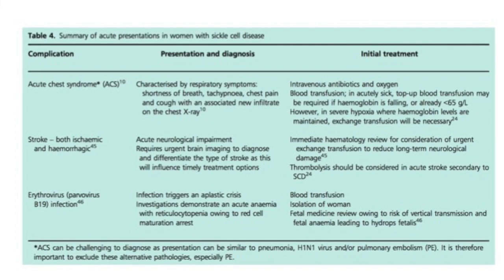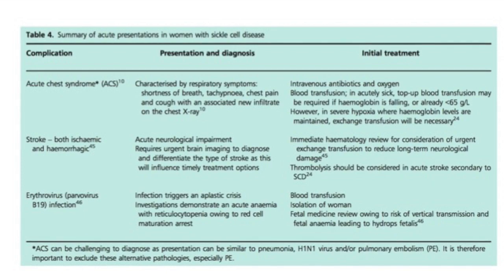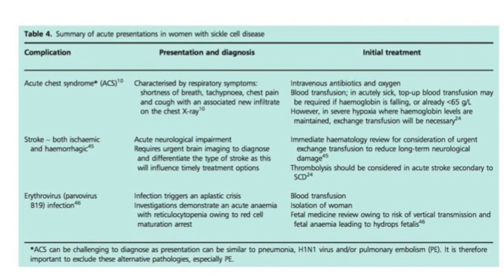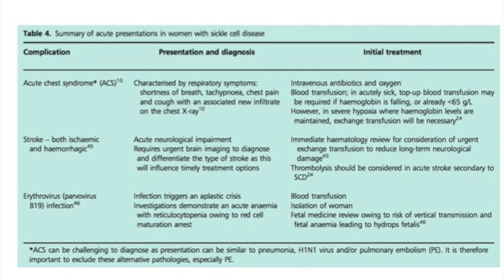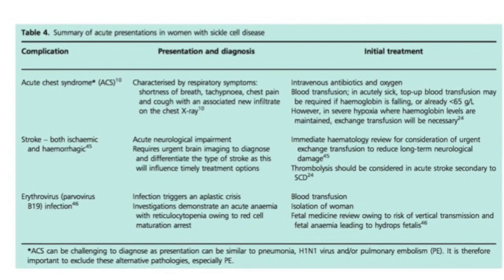Blood transfusion in acutely sick and top-up blood transfusions may be required if hemoglobin levels are falling or already less than 65 grams per litre. However, in severe hypoxia, where the hemoglobin levels are maintained, exchange transfusion will be necessary.